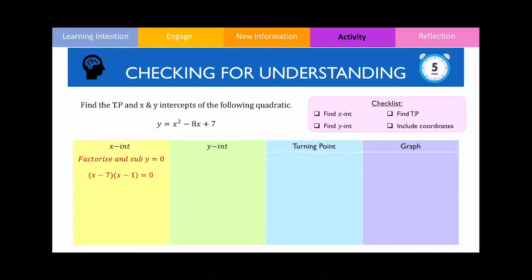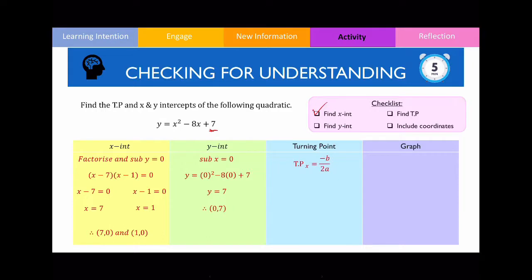We'll now equate each of these factors to 0 and therefore rearrange to solve for x. X is going to equal +1 and x is equal to +7. And always write this in coordinate form. Once I've done that, I'll now find my y-intercept. And your y-intercept is always going to be the value of c. And therefore, y is going to equal 0, 7, okay?